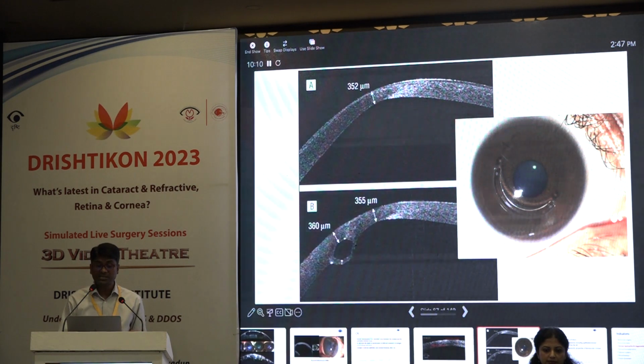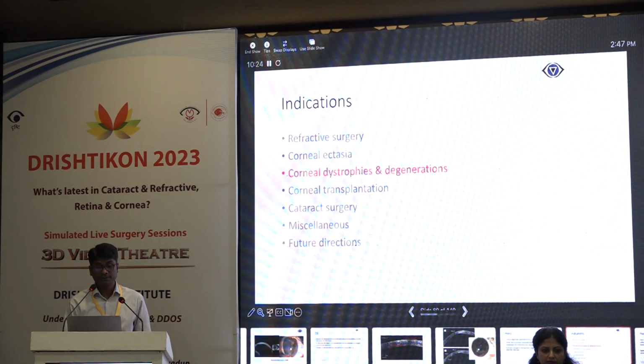If you have done Intacs, it is important to see that the stroma posterior to the Intacs is at least 100 to 120 microns, because if it is less than that, you can have a melt. So again, post-operatively after Intacs, we do OCT in all our patients.